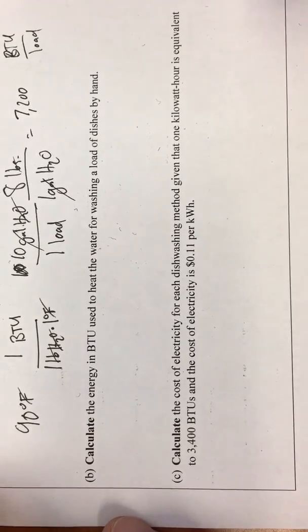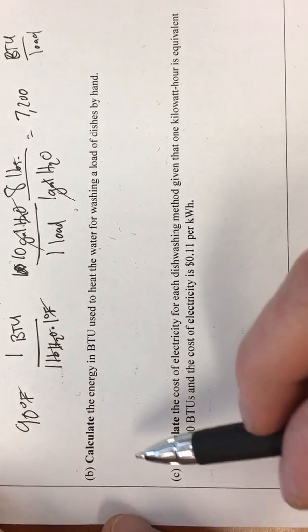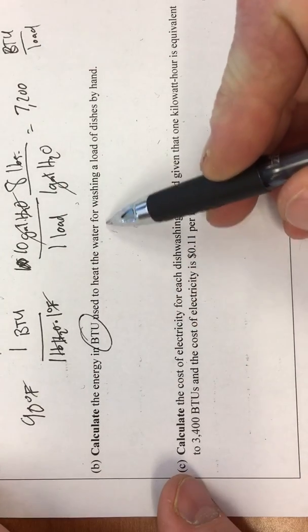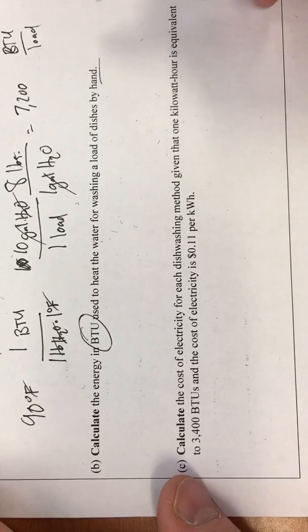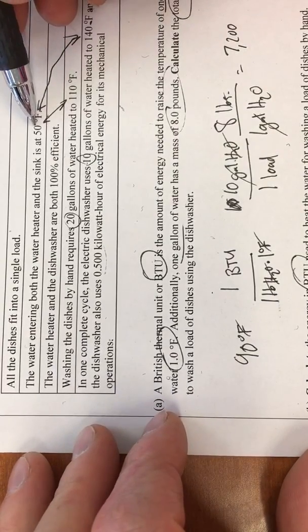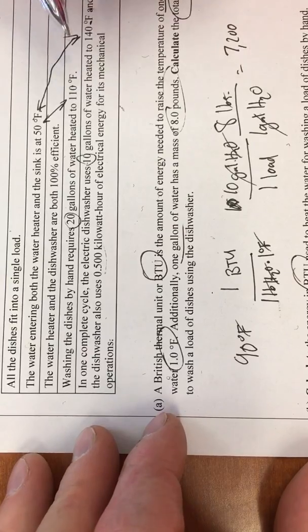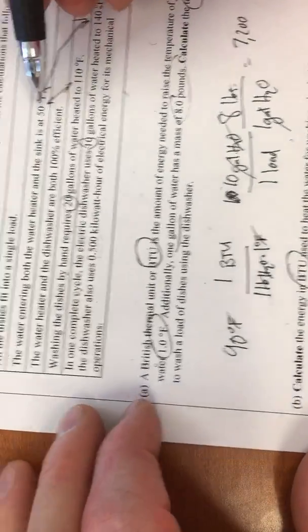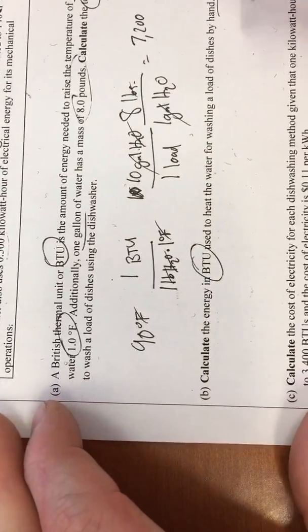All right, let's roll with B. B says calculate the energy in BTUs used to heat the water for washing a load of dishes by hand. Okay, this next one, what we have to remember is that by hand we're going from 50 to 110 degrees, and we're using 20 gallons of water. Okay, so the difference between 50 and 110, we're looking at 60.